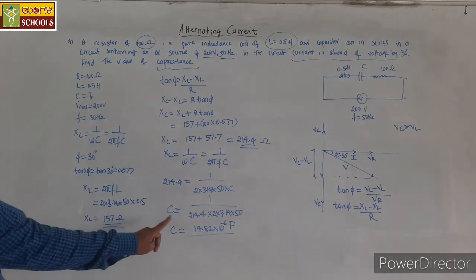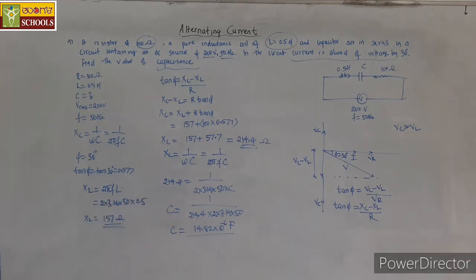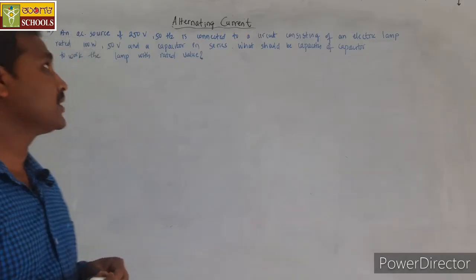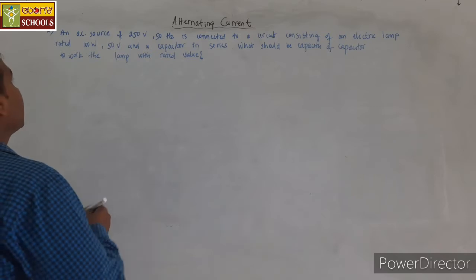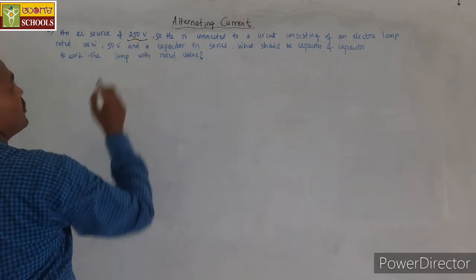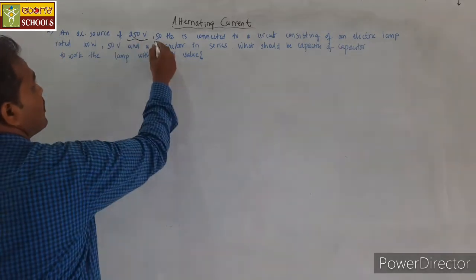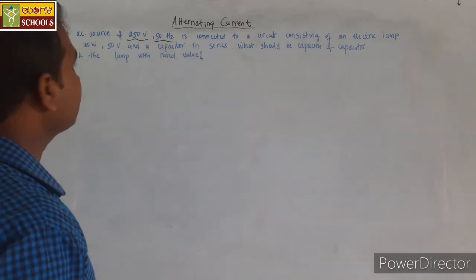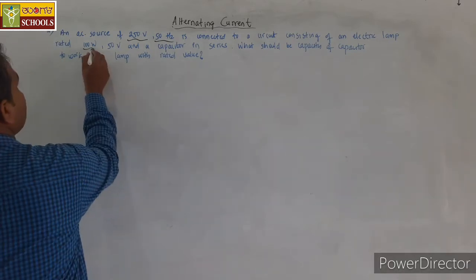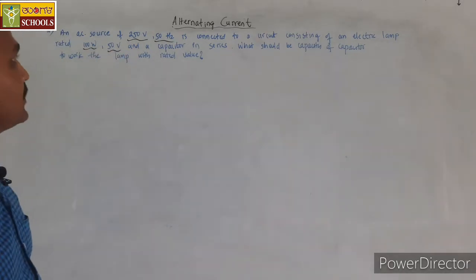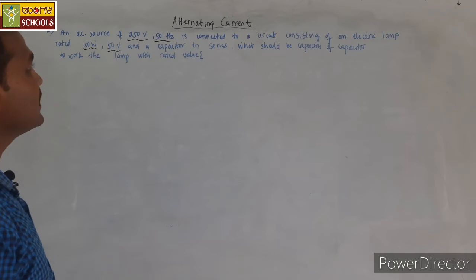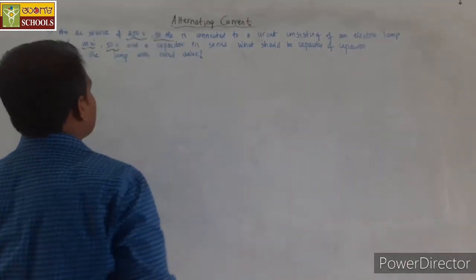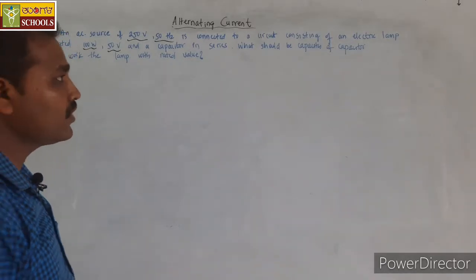Okay, this is the solution for the given problem. Yes, look at the next problem given. It is given that an AC source of 250 volt and 50 hertz is connected to a circuit containing an electric lamp rated 100 watt and 50 volt, and a capacitor in series. What should be the capacity of the capacitor to work the lamp with the rated value?